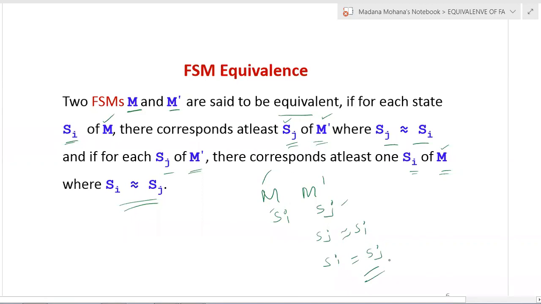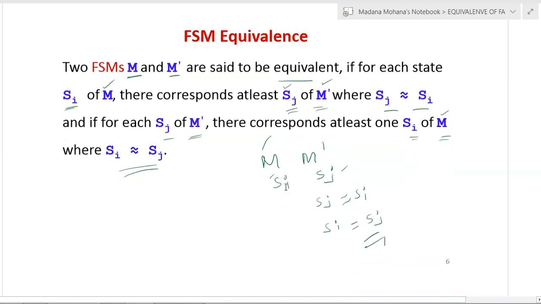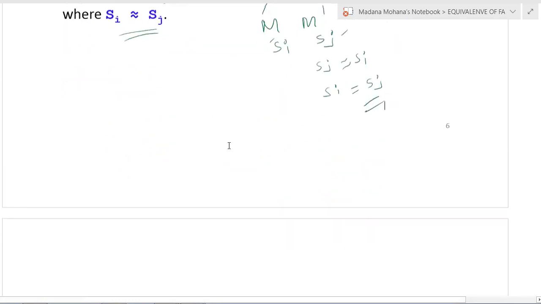So that is the definition of FSM equivalence. That means for a state of the first machine, there exists a corresponding state in the second machine. In this case, the second machine's state is equivalent to the first machine's state. Whereas for a second machine state, there exists a corresponding state of the first machine. At that time, the order is Si is equivalent to Sj. Like that, we can define FSM equivalence.